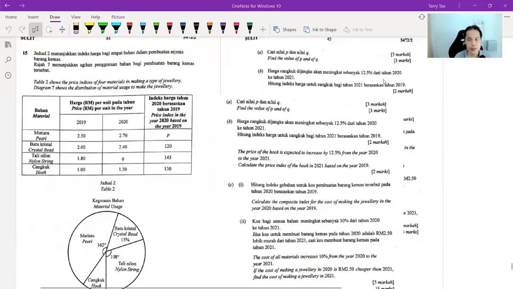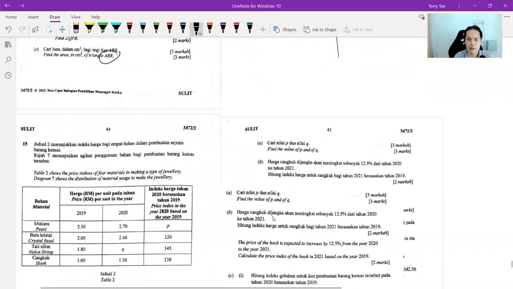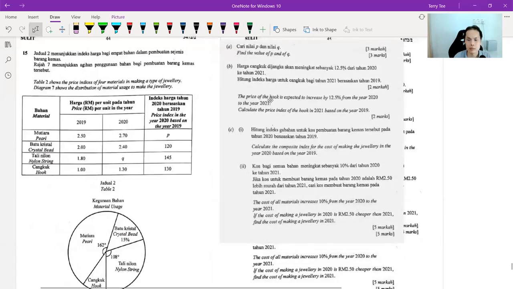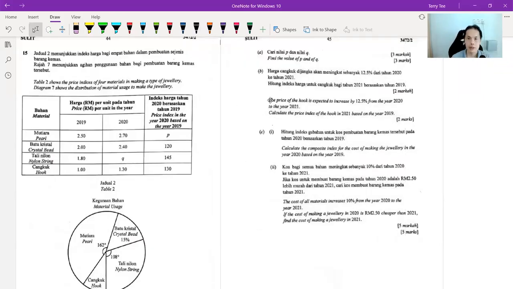Okay, let's move on to the last question. This is index number. I'm putting it next to each other, easier for us to see, so I don't have to move up and down. So here we have a diagram that shows distribution of material usage to make jewelry, and the price of this is given in the table. All right, so here the first part, there's a double overlap here. So we are supposed to find the value of P and Q. Okay, maybe I move this up a little bit. Sorry, this one is overlapping with the earlier one. Let me just delete this. Sorry. All right, so there you go.